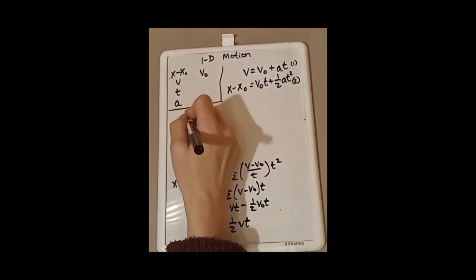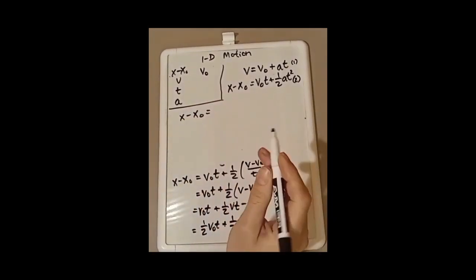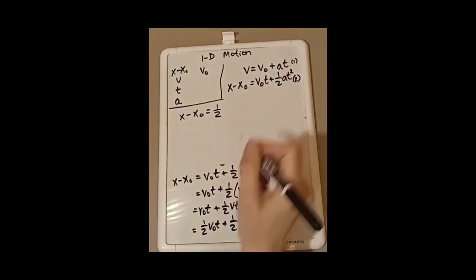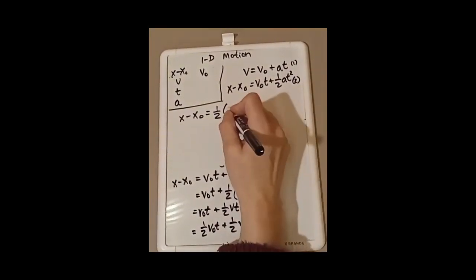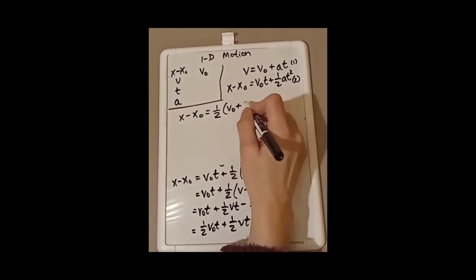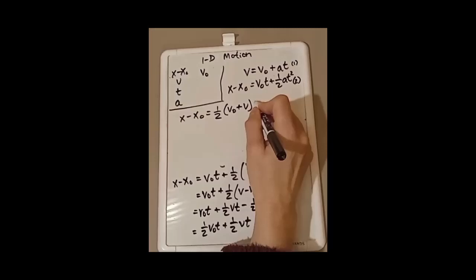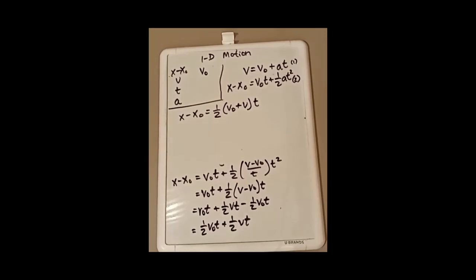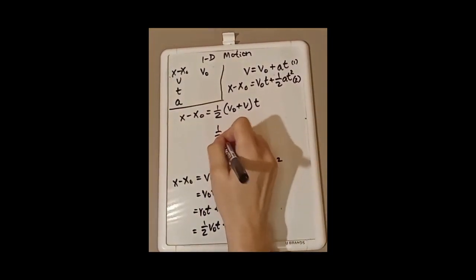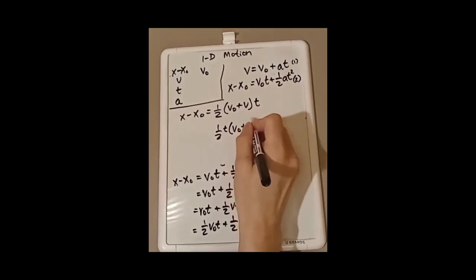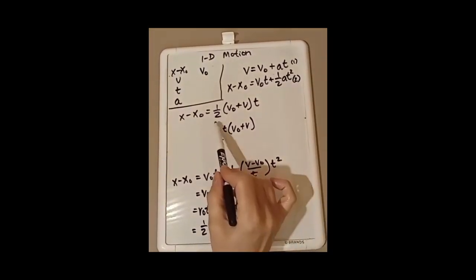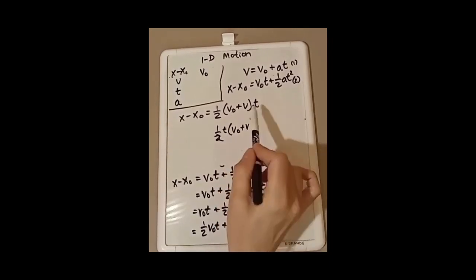So we're going to have x minus x naught is equal to 1/2. The way I'm going to write it is going to be a little bit weird. v naught plus v, and then t over here. You could write 1/2 t times v naught plus v if you wanted. The only reason I do it is just because that's how the physics book that I was taught from does it. It puts it as 1/2 quantity v naught plus v, and then t on the other side.